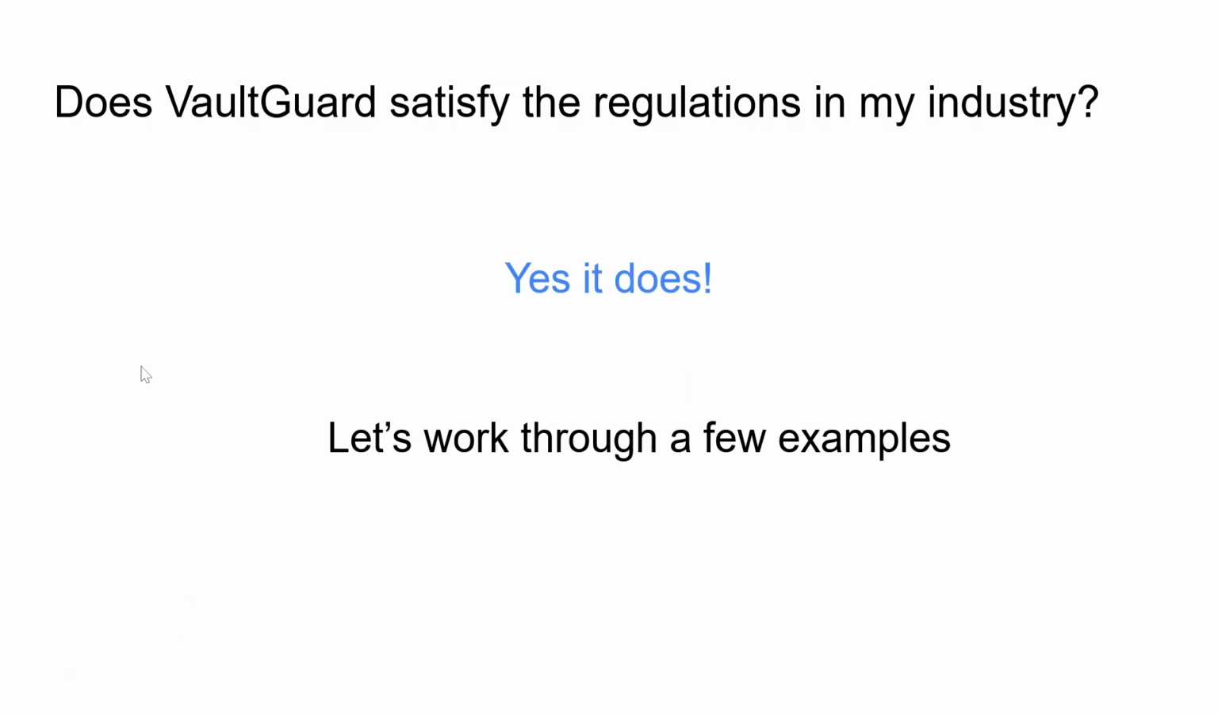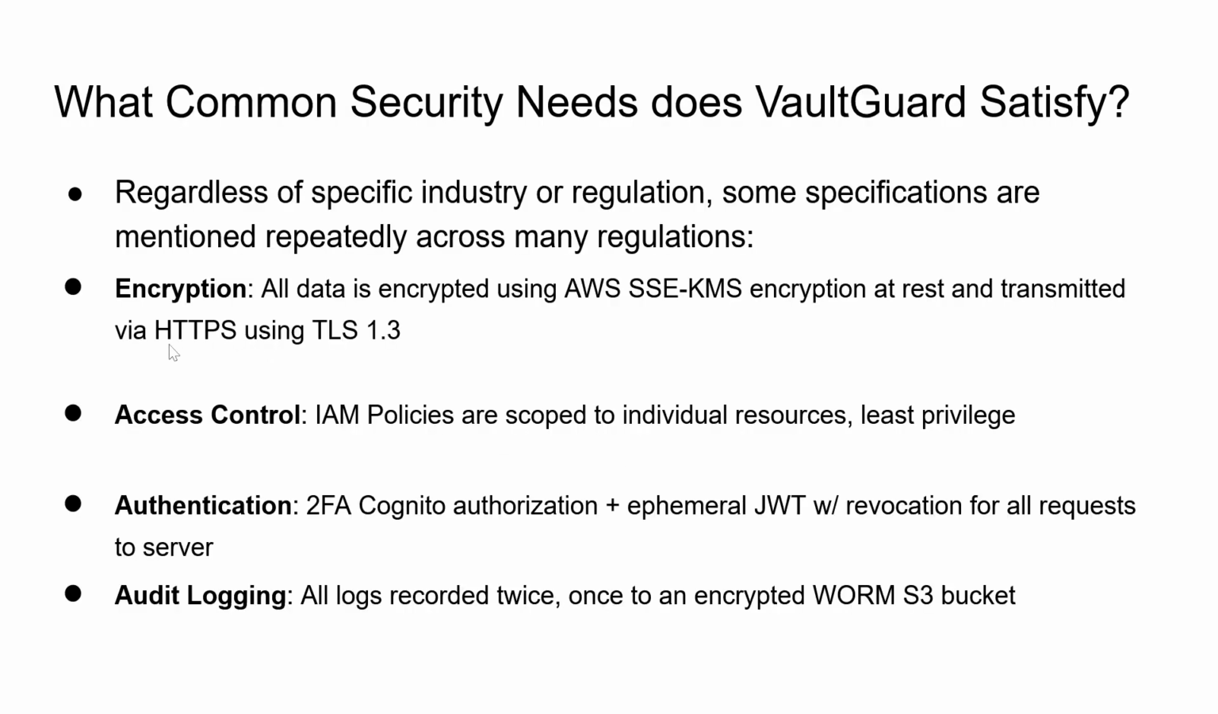But does VaultGuard satisfy actual regulations? Yes, it does. Some regulations have a lot in common, such as most regulations requiring encryption, access control, authentication, and audit logging. For encryption, all data at rest in VaultGuard is encrypted using Amazon server-side encryption with a customer-managed key for enhanced logging. And in transit, the data is encrypted using TLS. Access control: all IAM policies are scoped to least privilege principles, and many of them are scoped to individual resources to prevent scope creep.